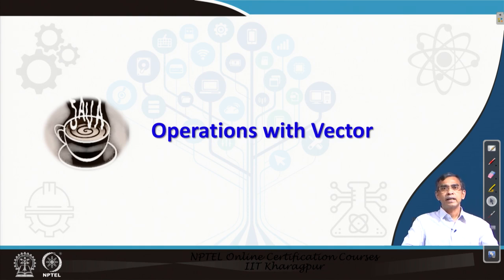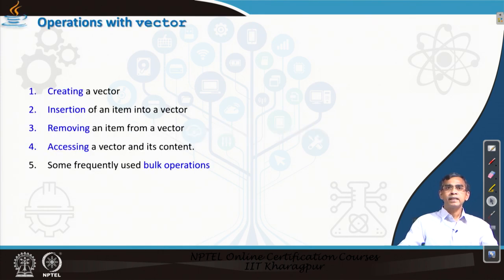Now, let us come to the discussion about operations with vector. There are many operations possible. So, here I list the different operations that you can apply on vector objects. Creating a vector is the basic operation: how to create a vector of your own to store your own objects. Then inserting an element into a vector, removing an item from a vector, which is the deletion operation, and accessing a vector and its content. We can access the vector in different ways: at a particular location, or at the end, or at the beginning.